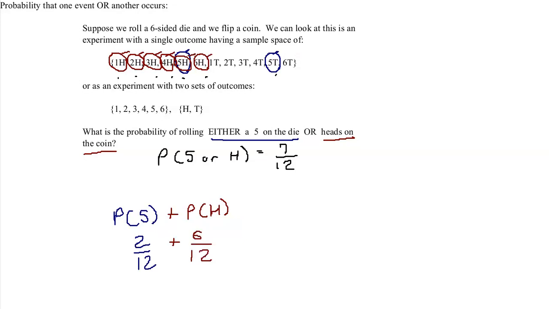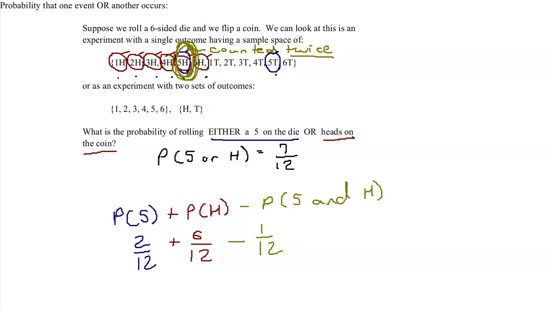But what crazy thing do you notice happening here? What is going on right here with this 5 and heads? This gets counted twice. Once as a 5 and once as a heads. So we need to subtract off that 5 and heads. We need to subtract off where that happens twice, minus 1/12.